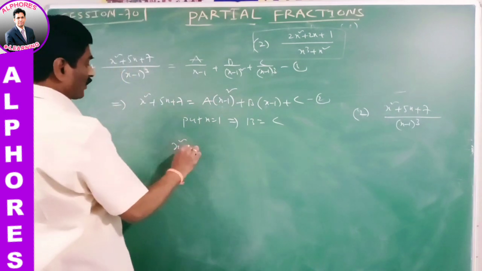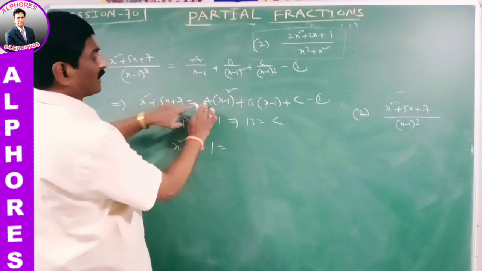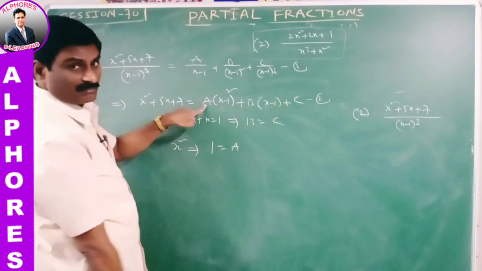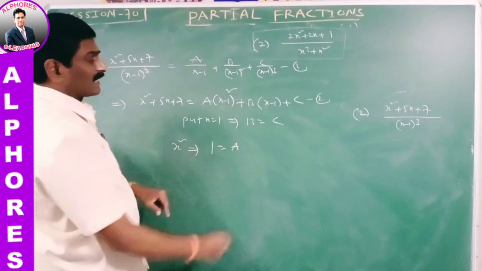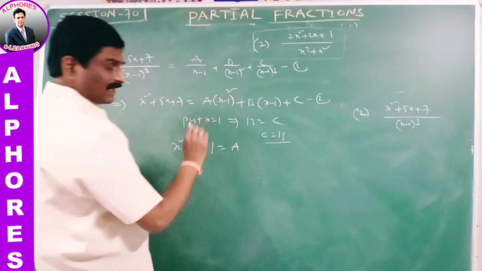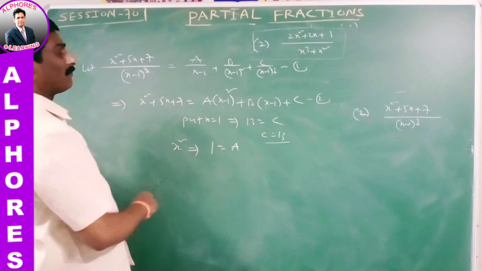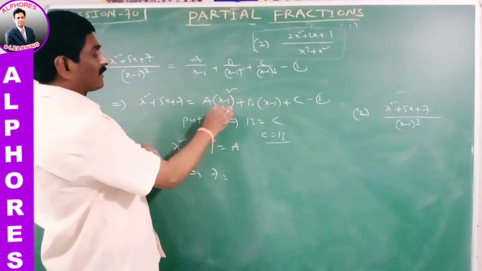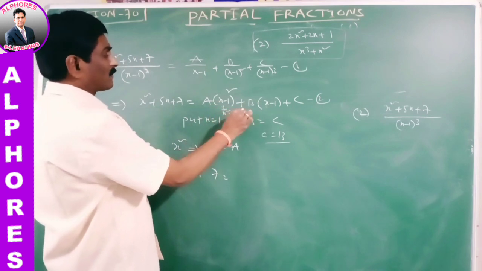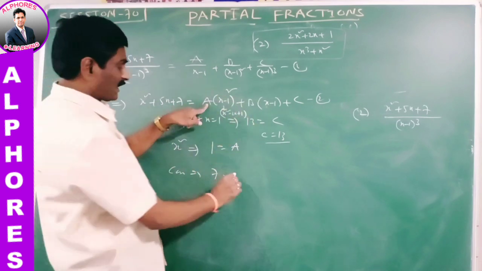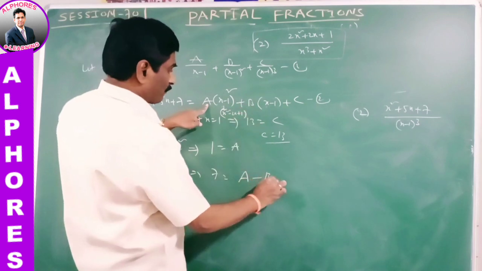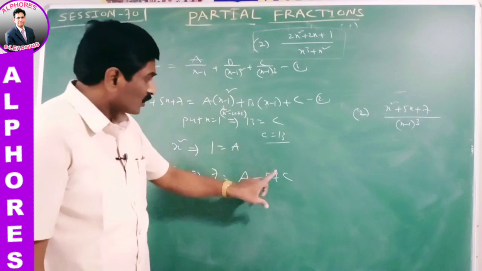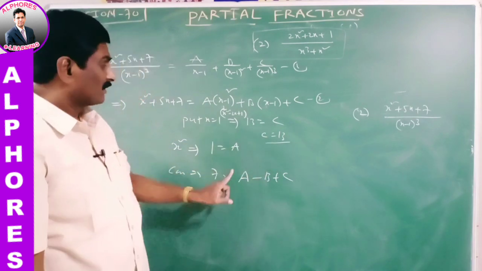Now, equating x square coefficients on both sides, we get 1 is equal to, here what is the x square coefficient? a. Okay, here there is no x square term, so directly a is equal to 1. Here c is equal to 13, a is equal to 1. Next, by equating the constant term, simply, the constant term is 7. Here what is the constant term? (x minus 1) whole square means x square minus 2x plus 1. Constant into constant, constant. That means a minus b plus c. Already we found the values of a and c. So substitute these values in this equation, we get the value of b.